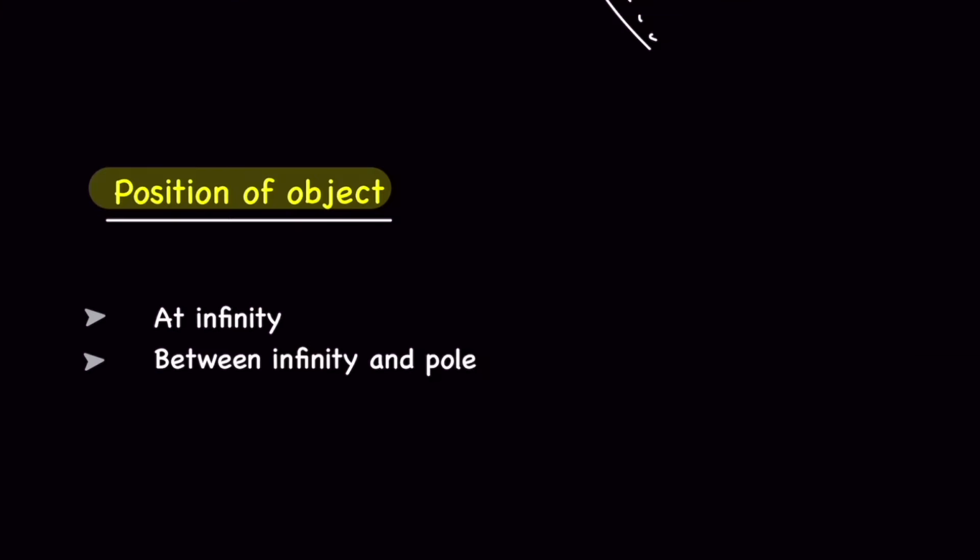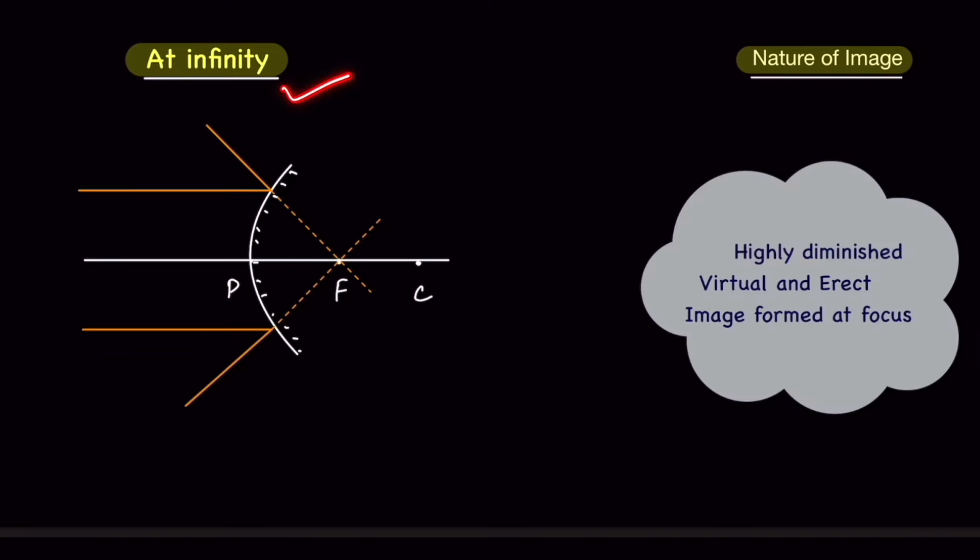So you can note it down, position of object at infinity and between infinity and pole. First we will see when the object is at infinity. When the object is at infinity, this is the ray diagram of a convex mirror. This is a convex mirror. We know that when the object is at infinity, the incident ray is parallel to the principal axis.